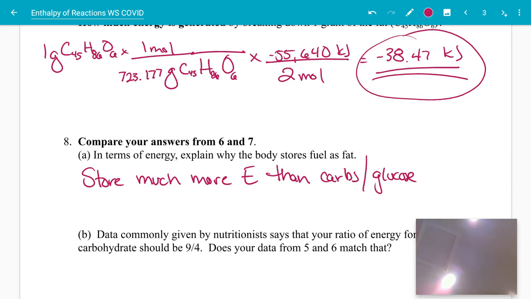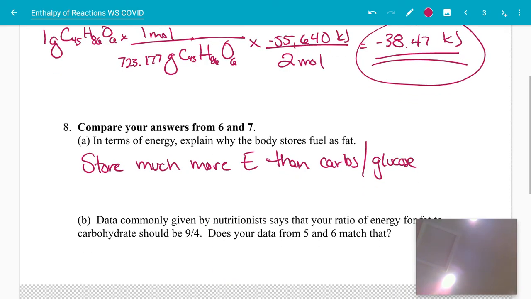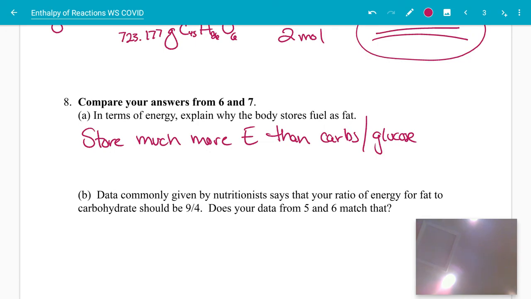Okay, and then the last question says, data commonly given by nutritionists say that your ratio of energy for fat to carbohydrate should be approximately 9 to 4. Does your data from 5 and 6 match that? Was it 5 and 6 or 7 and 8? I probably was supposed to change the number on that, wasn't I? My data from 6 and 7, that's what it was. This is supposed to be a 6, and this is supposed to be a 7. Yeah, I should have fixed that. Sorry about that. Let's go ahead and change colors.